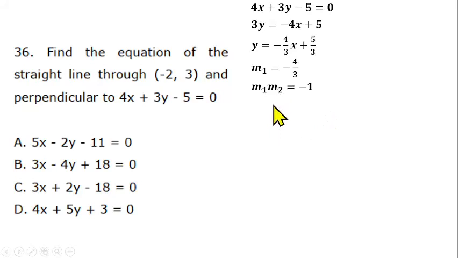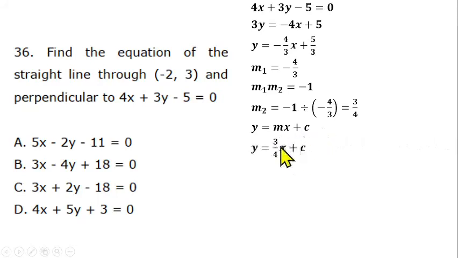So from there you can find our m2. Our m1 is minus 4 over 3. So divide both sides by m1, that will give us minus 1 over minus 4 over 3, which is our m2. Then if you simplify this further, minus will take care of minus, then find the inverse of the fraction, that will give us 3 over 4. So that means the m2, which is the gradient of the equation we are looking for, is 3 over 4. And the equation we are looking for is a straight line. That means you have y is equal to mx plus c. So put that here. You have y is equal to 3 over 4x plus c.